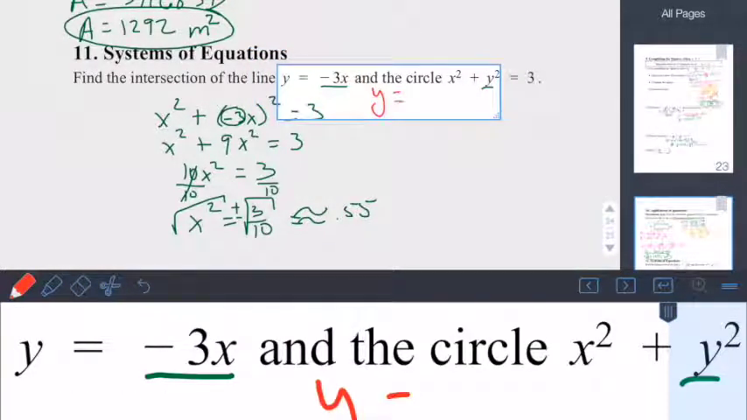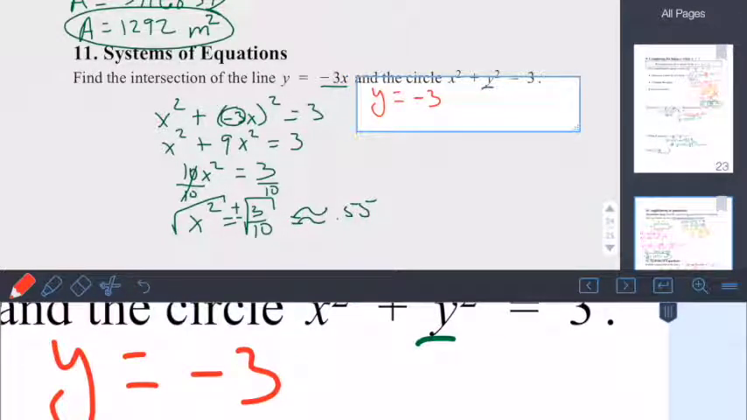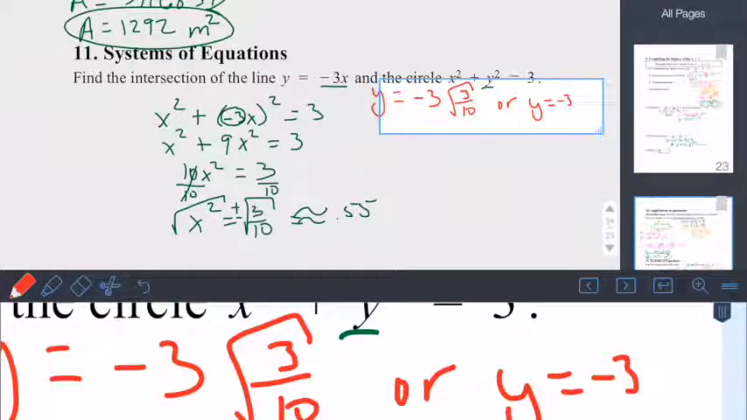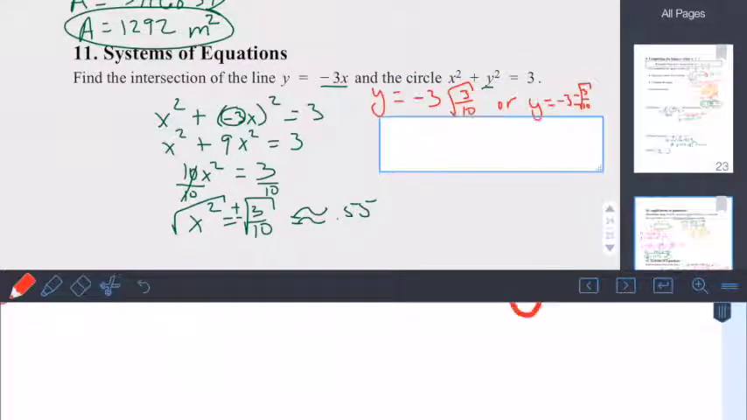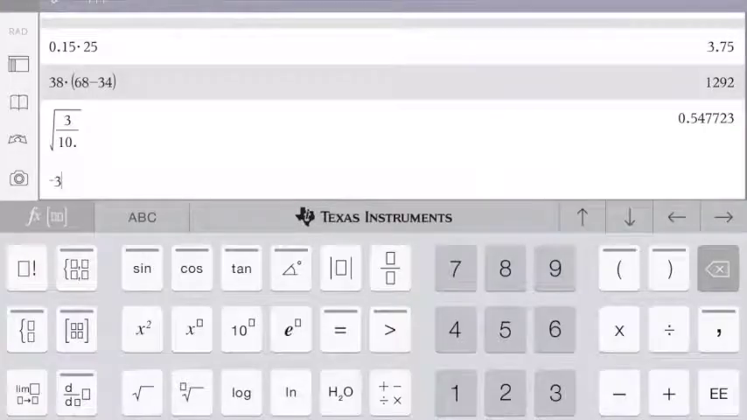So my y equals negative 3 times my x, which was plus or minus, so I need both of them. So if I plug in the positive one, I get negative. If I plug in the negative one, then I get a negative times a negative. This second answer becomes positive 3 times the square root of 3 over 10. That's the exact answer, and I could make it into a decimal if I wanted.